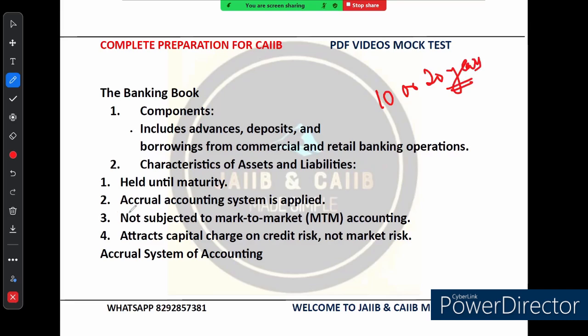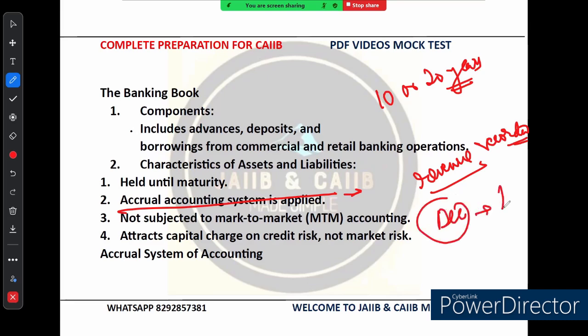Now, accrual system is applied. What does it mean? Another important characteristic is the accrual system. It means that revenue is recorded when it is earned, even if the bank has not received the cash yet, and expenses are recorded when they are incurred, even if the bank has not paid yet. For example, suppose the bank earned interest on a loan in December but does not receive the payment until January. It still records that income in December under the accrual system. So that is what it uses, the accrual system.